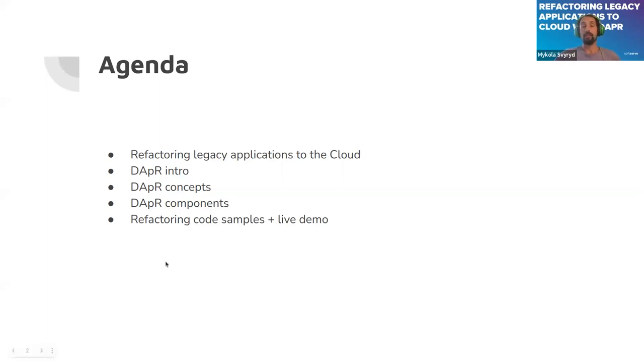So the agenda is simple. A general intro about the business case. Then we'll go to the DApR details, like concepts and components, and in the end I was planning to show a real live demo, but it will probably be shortened, because just a couple of days ago I was resigned from the AWS account. My project has ended, so I'm not able to access my AWS account and Kubernetes as well. But anyway, definitely I will share the code and explain the details.